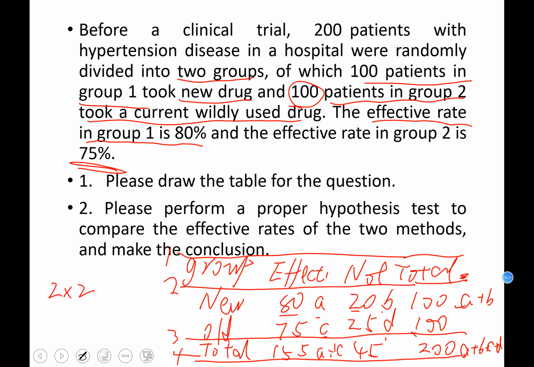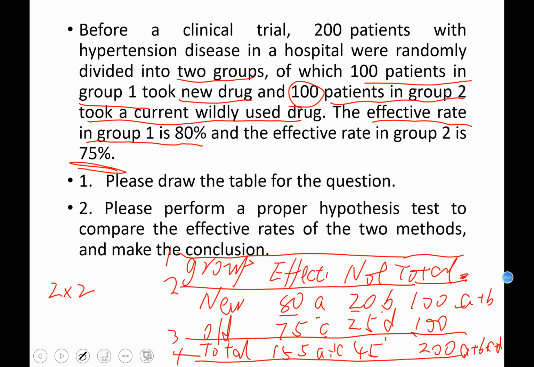Okay, so here the second question is: perform a proper hypothesis test to compare the effective rates of the two methods and make the conclusion. And we can find that with the data of a contingency table, if we want to do the hypothesis test, we need to use the chi-square test. So here, we need to use the method of chi-square test.